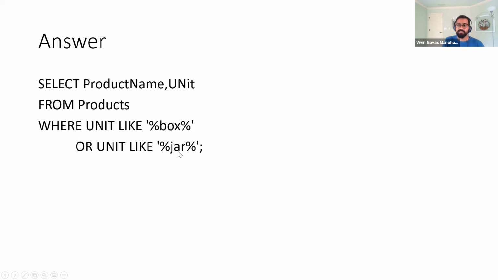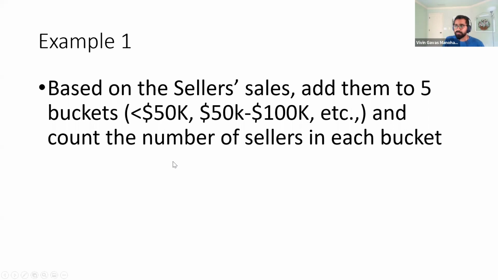Or unit like percentage jar percentage. Again, it would see if there's jar anywhere in the string. So even if it's at the start of the string, if it's just jar, or if it's at the end of the string, it would pull up that entry and show you the result. So this is the result.